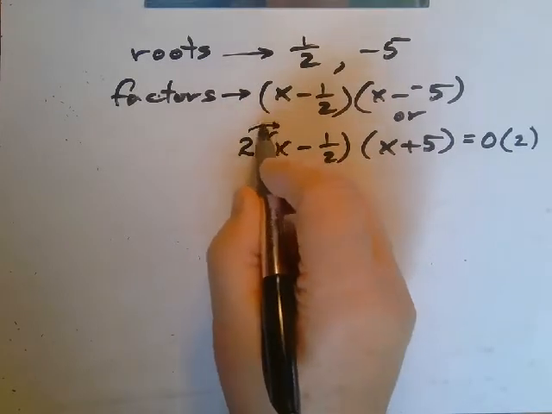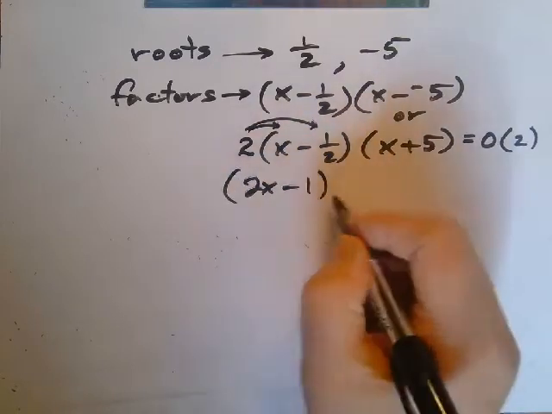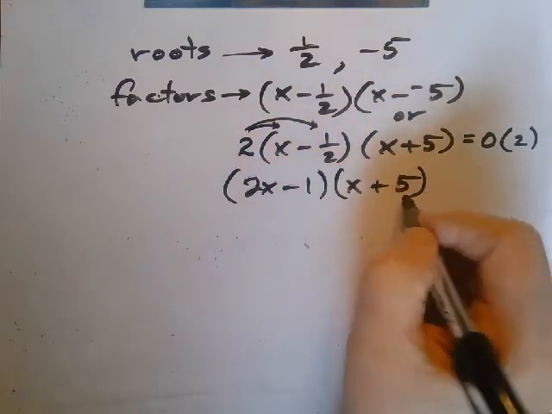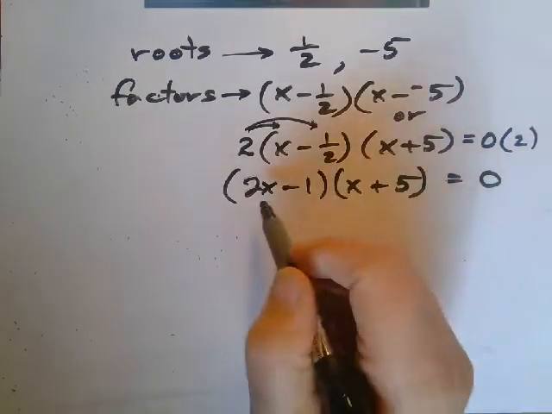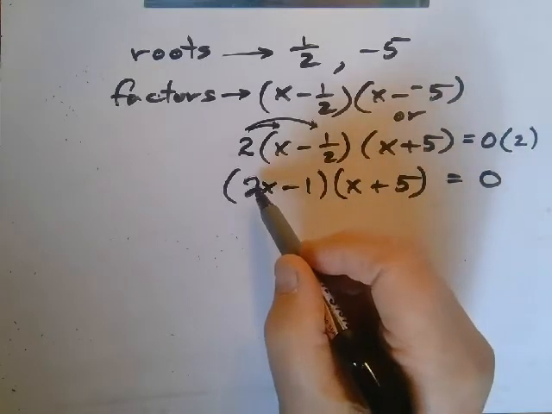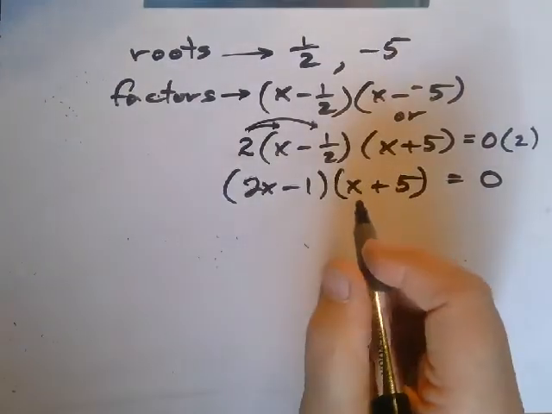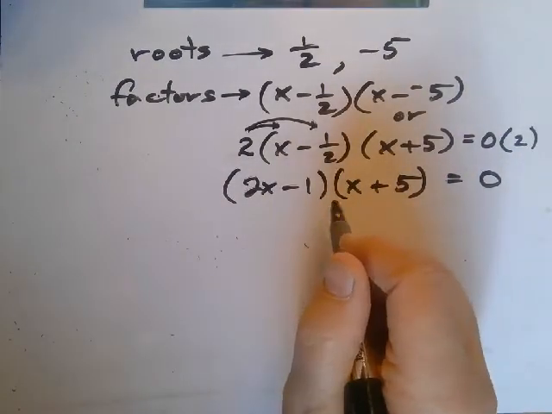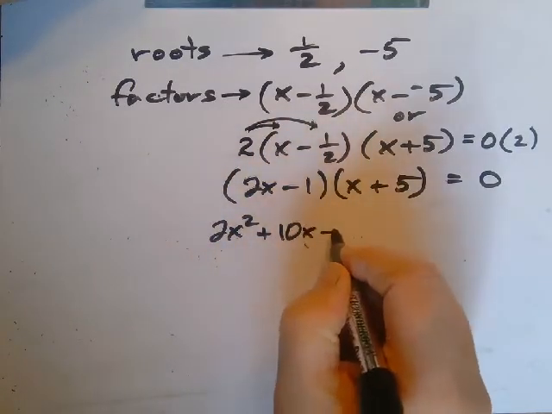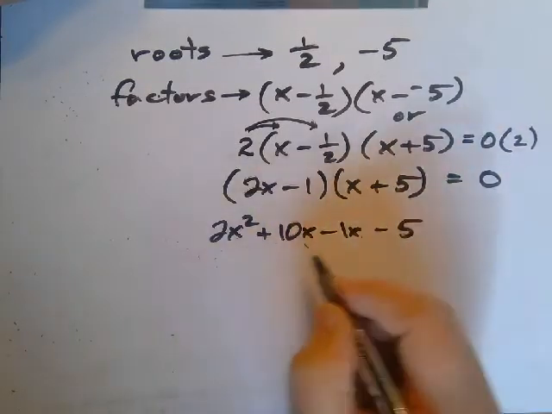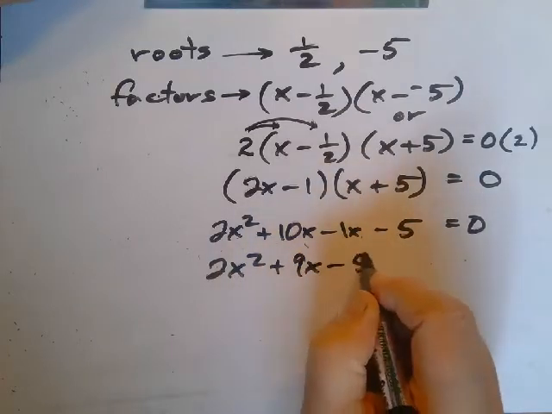Now, I'm going to distribute it only into this factor here, so I get 2x minus 1, and then times x plus 5. And notice on the right, this didn't change at all. It's still 0. So it's still a quadratic in the form. It's been stretched a little bit here, but we can now come up with a quadratic that has no fractions in it. So I got 2x squared plus 10x minus 1x minus 5, or 2x squared plus 9x minus 5.